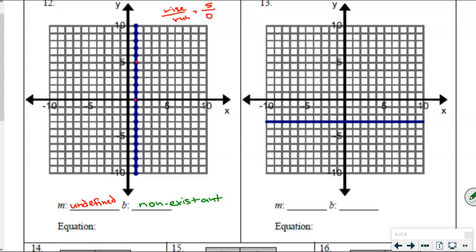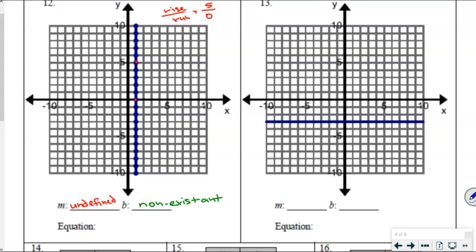Maverick has a thought. Let's go to voices off. Let's listen to Maverick. Good try. But no, it is not y equals undefined x plus non-existent. Good guess. Are we going to be successful writing an equation in this format? No. So we've got to write an equation in a way that we can.